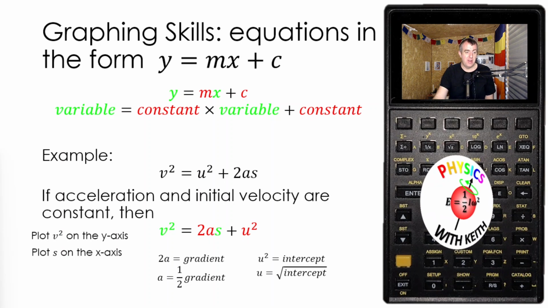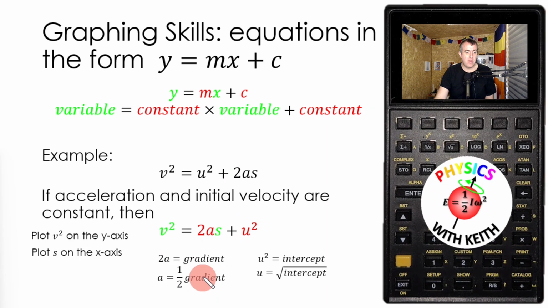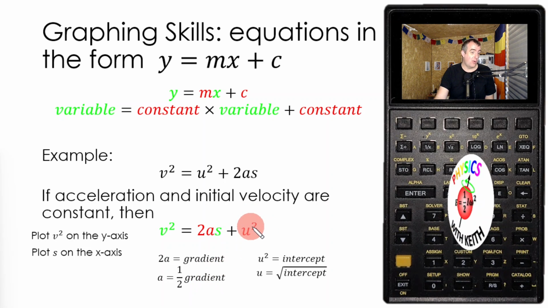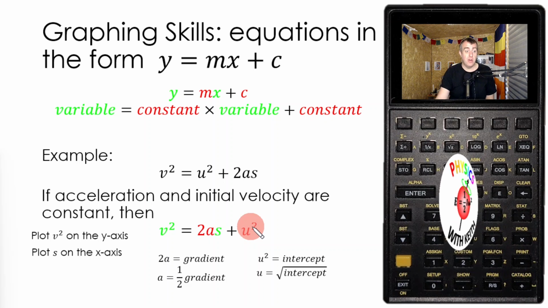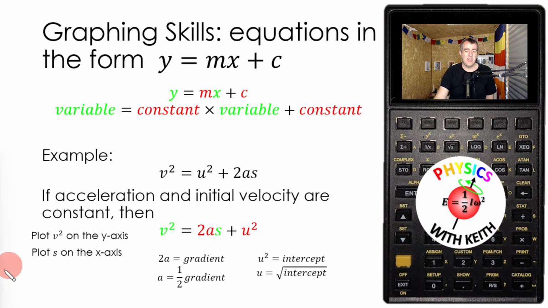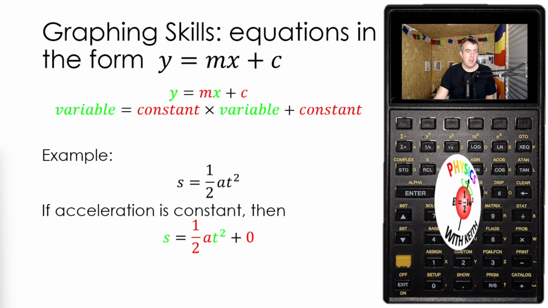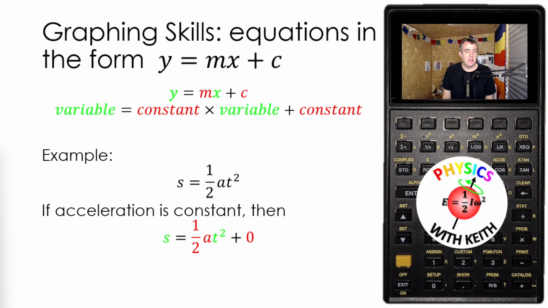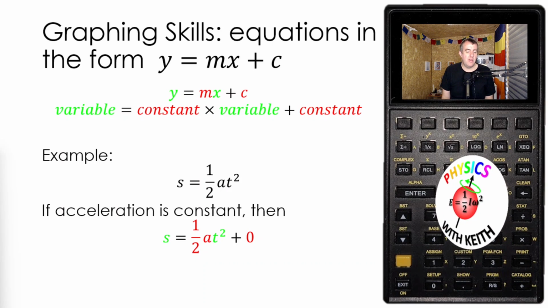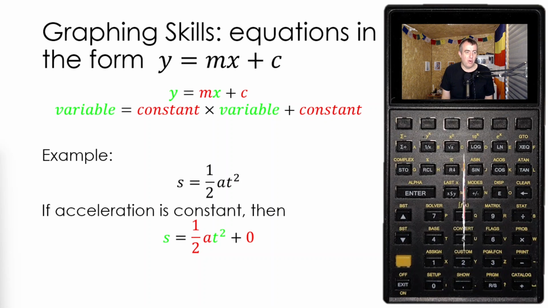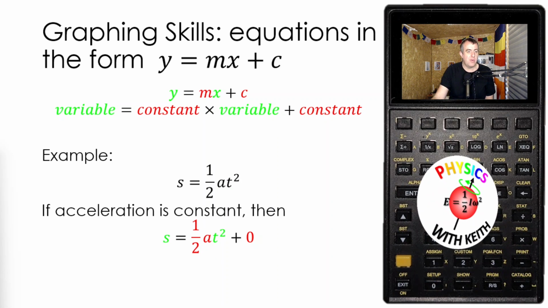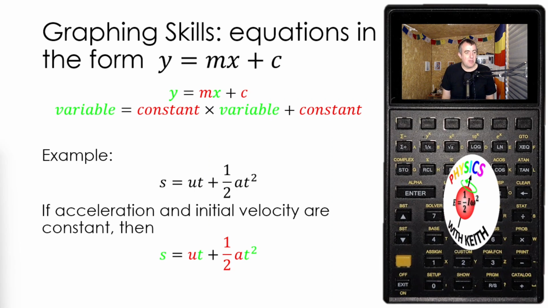We're just doing algebra. Algebra over here. You want to know what u is? Well, u squared is the intercept, so u is the square root of the intercept. And you can rearrange these equations however you like. You know, we could look at s equals half at squared. No problem. Well, the y-intercept is 0. That's boring. No problem. But what if we had a y-intercept?